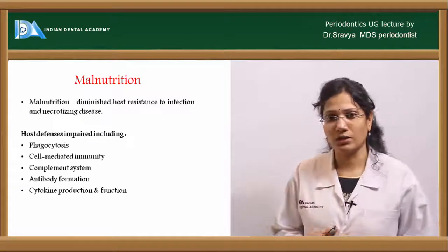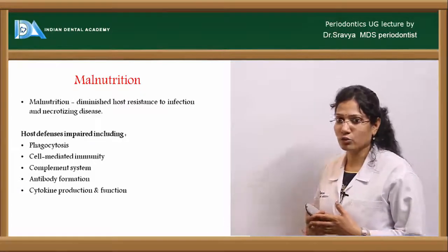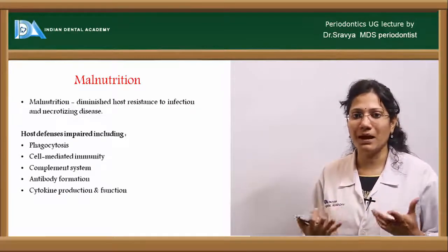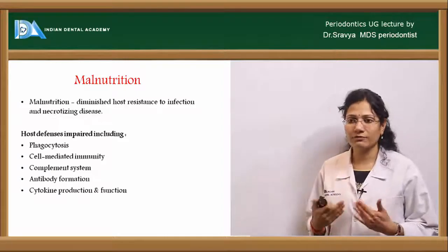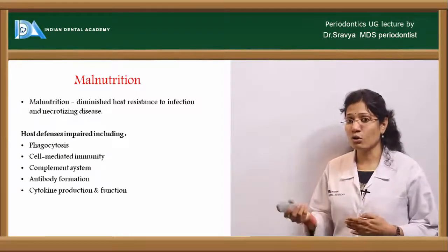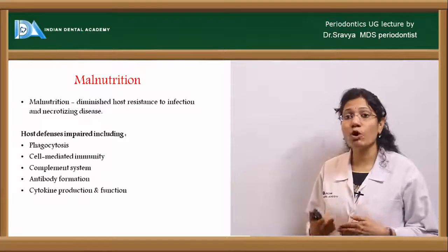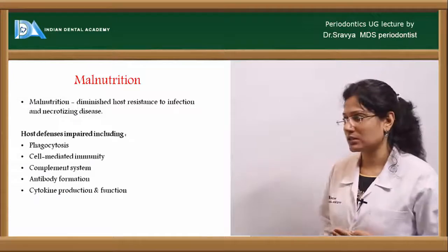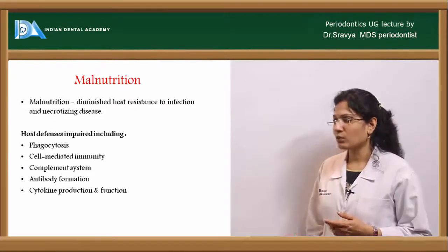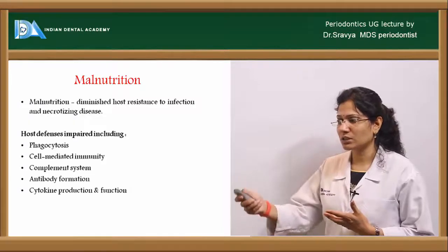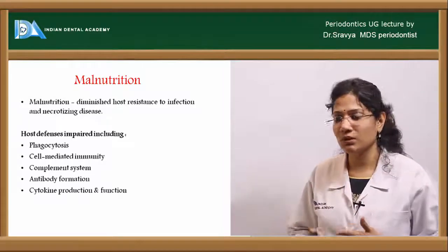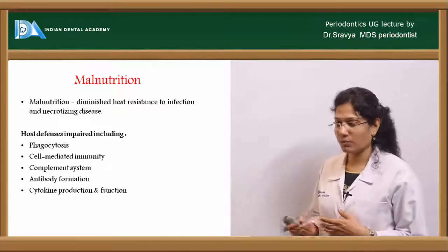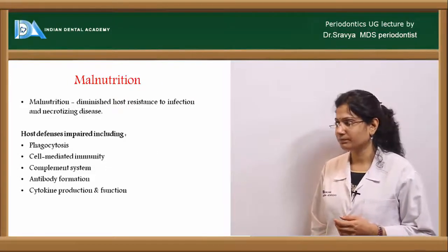Now, malnutrition. How does malnutrition affect? Malnutrition will definitely diminish the host response. If the individual is not nourished properly with all the required balanced diet, then he can always suffer from defects in the host defense system. Therefore, he is more prone, or has high chances of developing any kind of disease. Now, how does it affect the host immunity? It can affect phagocytosis or the cell-mediated immunity, or it can have a role on the complement system, or even the antibody formation, and finally the cytokine production.